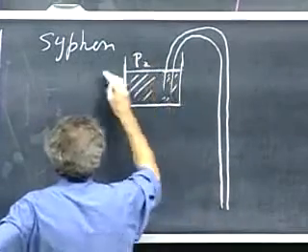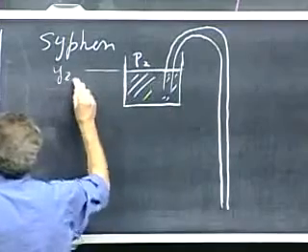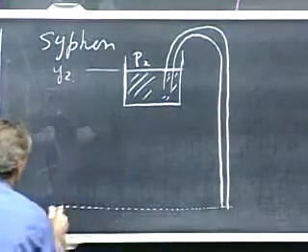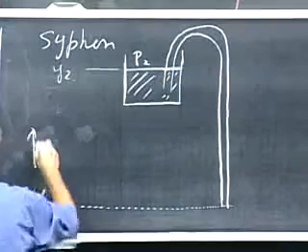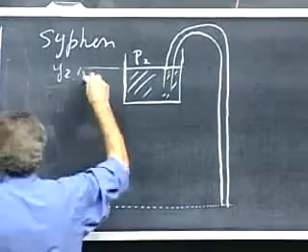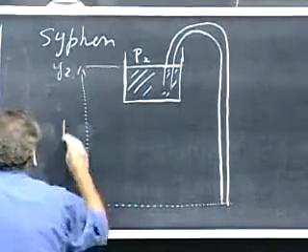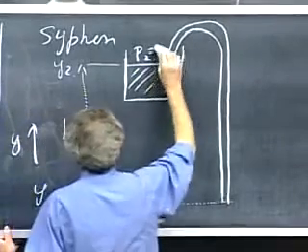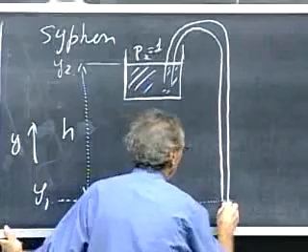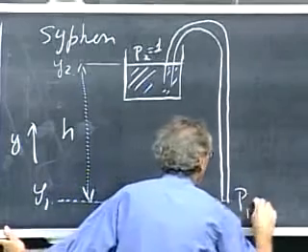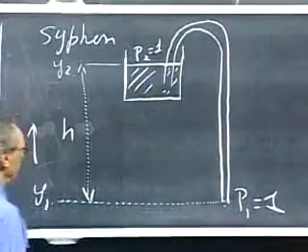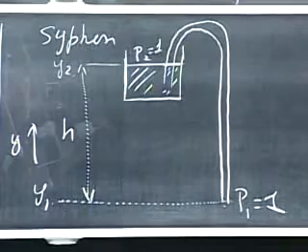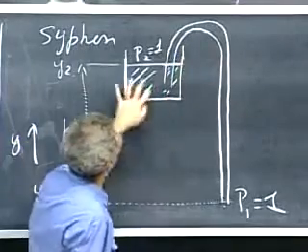This level P2, Y2. This is Y1, increasing value of Y. This height difference is H. P2 is 1 atmosphere. I put a 1 there, it's atmosphere. And here, if it's open, then P1 is also 1 atmosphere. So there's air in here, and there's liquid in here.